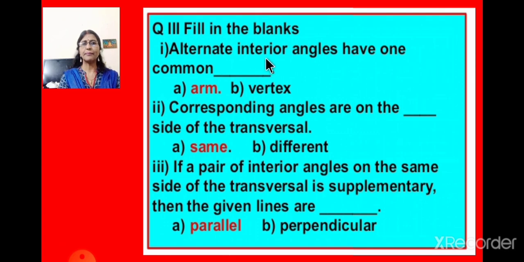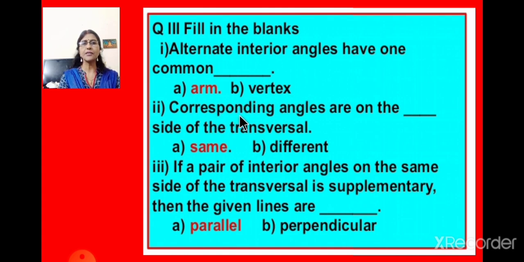Now if you fill in the blanks, we will take from both the lessons. Alternate interior angles have one common dash, arm or vertex. So this is the answer which is written in red, arm. Arm is they have a common side, not vertex.